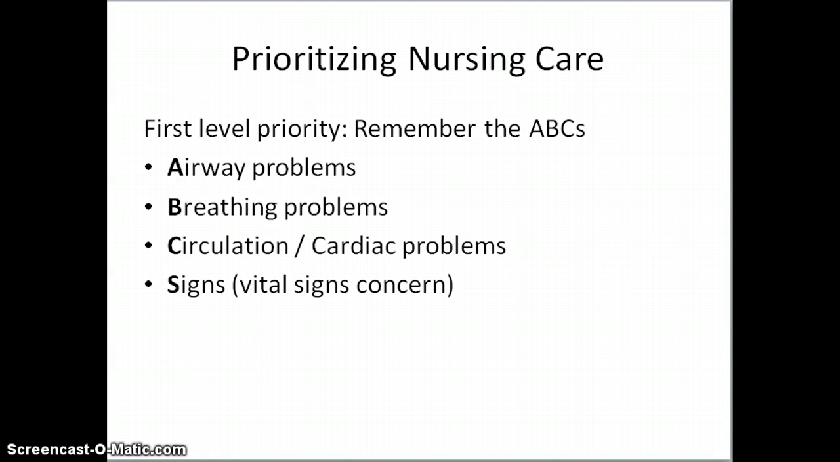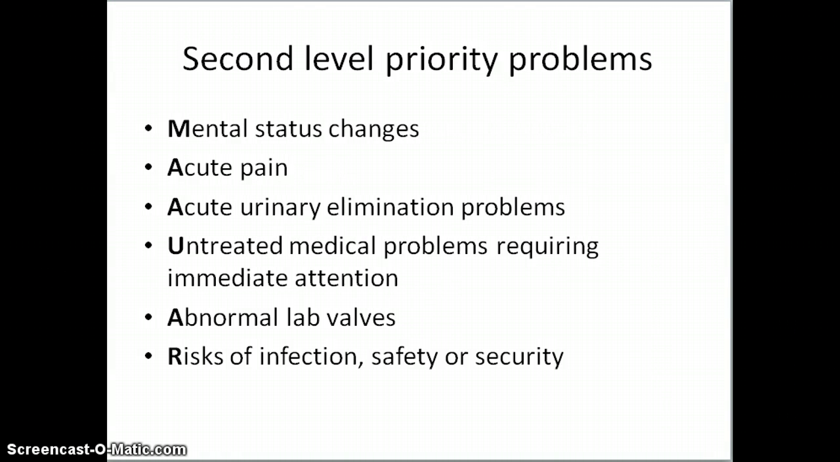As we prioritize all of our nursing care, we always want to remember going back to airway, breathing, and circulation. Our airway problems become that priority no matter what else is happening. If your patient isn't breathing, we need to open the airway, apply oxygen, and begin CPR if necessary. Circulation or cardiac problems, and then our vital signs become a concern as well, because if they are hemorrhaging and their blood pressure is falling and their pulse is elevating, that's telling us that they are in trouble and we need to intervene very quickly with our nursing care.